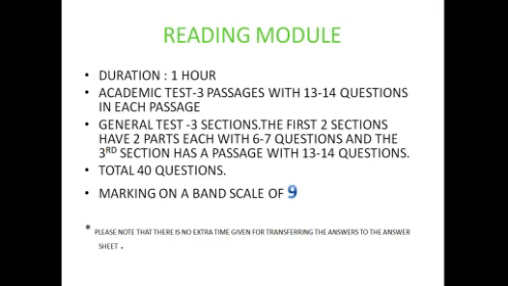For the general test, there will be 3 sections in your question paper. In the first 2 sections, you will find 2 parts each, and each part will have 6 to 7 questions. In the third section, there would be 13 to 14 questions, and that again comes to a total of 40 questions.